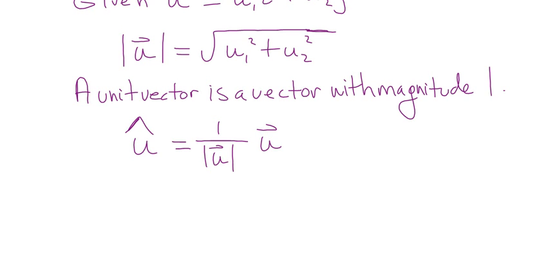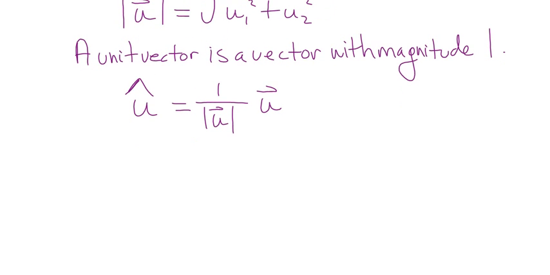So if you scale a vector by 1 over its magnitude, then what's its magnitude going to become? 1, right? It's a little hat. A unit vector. So how do I make a vector a unit vector? I multiply it by 1 over its magnitude, right? Which will change its magnitude to be 1.